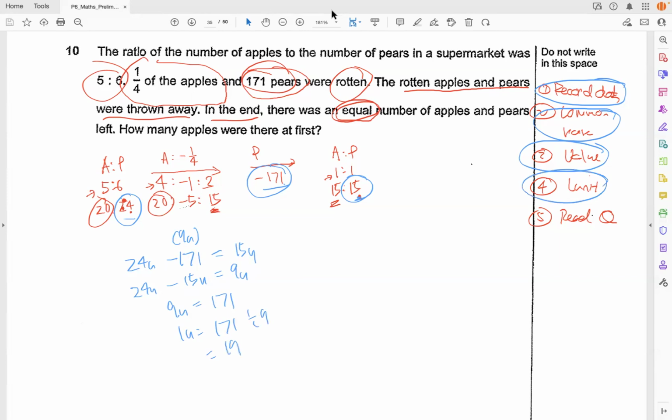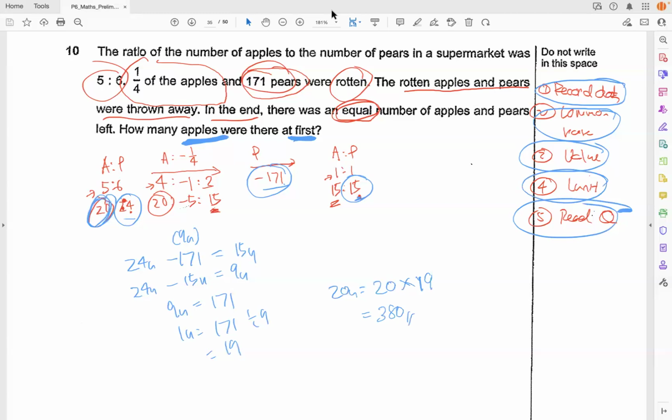That's step 4. Last step, read the question again. How many apples were there at first? We're talking about apples at first, which is 20 units. So 20 units is equal to 20 multiplied by the value of 1 unit, and you get 380. So that's the answer.